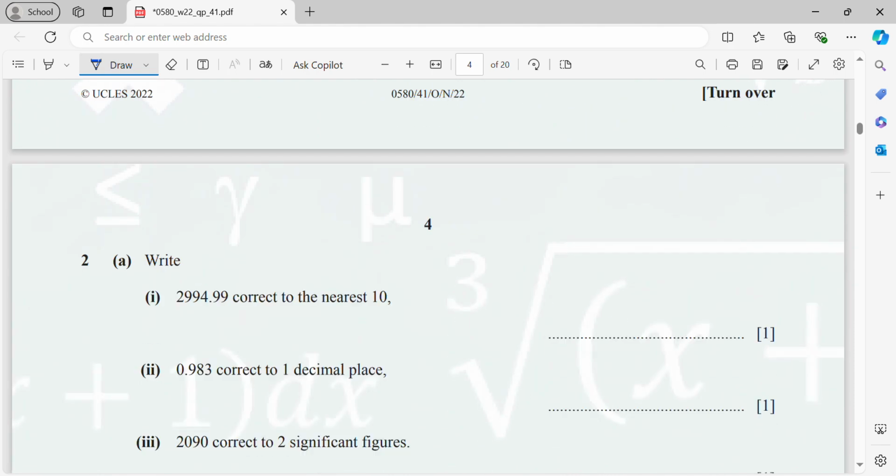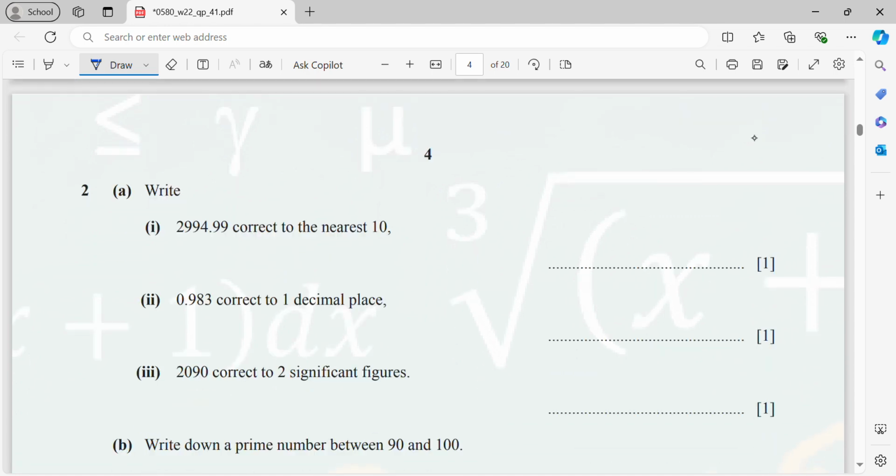Okay, now question number 2a. Write the first part: 2994.99 corrected to the nearest 10. So when it's the nearest 10, this is the ones, right? This is the nearest 10. So when rounding to the nearest 10, we need to refer to the ones. Since the ones digit is only 4, therefore I will get 2990.